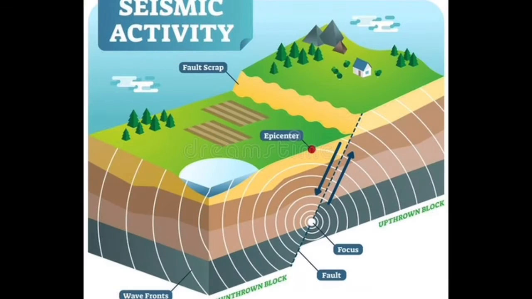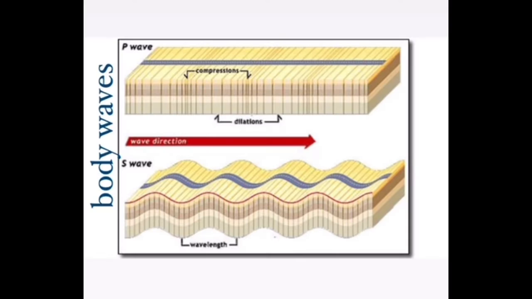Let's talk a little more about seismic waves. As rocks along a fault slip into new positions, energy is released in the form of vibrations called seismic waves. These waves travel outward from the focus in all directions. Seismic waves can be classified into two main categories: body waves and surface waves.